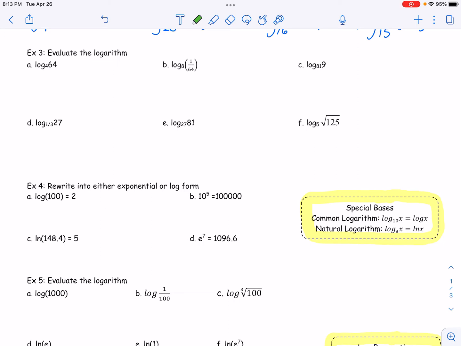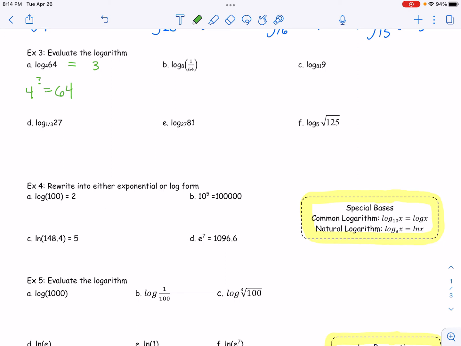So what I could do here is say, I'm trying to figure out what log base 4 of 64 is equal to. If I rewrite that as an exponential, base 4 raised to what power is equal to 64? Well, that's a lot easier for us to see that that value, that quote-unquote x, the question mark, is 3. 4 to the third power is equal to 64. So log base 4 of 64 is equal to 3.